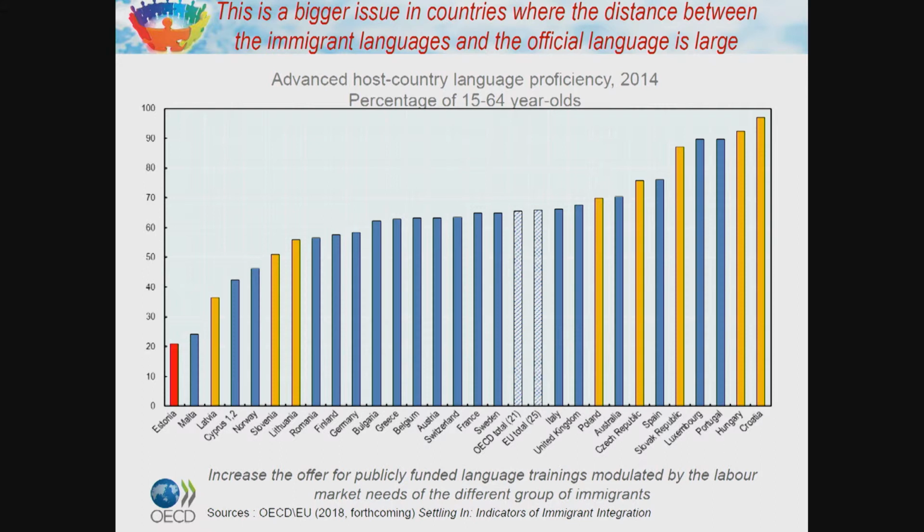What most OECD countries have done is increase the offer for publicly funded language training. But those trainings should not be only "you have a right to 200 hours or 400 hours of language training." They should be modulated by the labor market needs of different groups of immigrants. That means that an illiterate immigrant should not have the same language training as a highly educated immigrant. That makes perfect sense, but in most countries this is still the case.